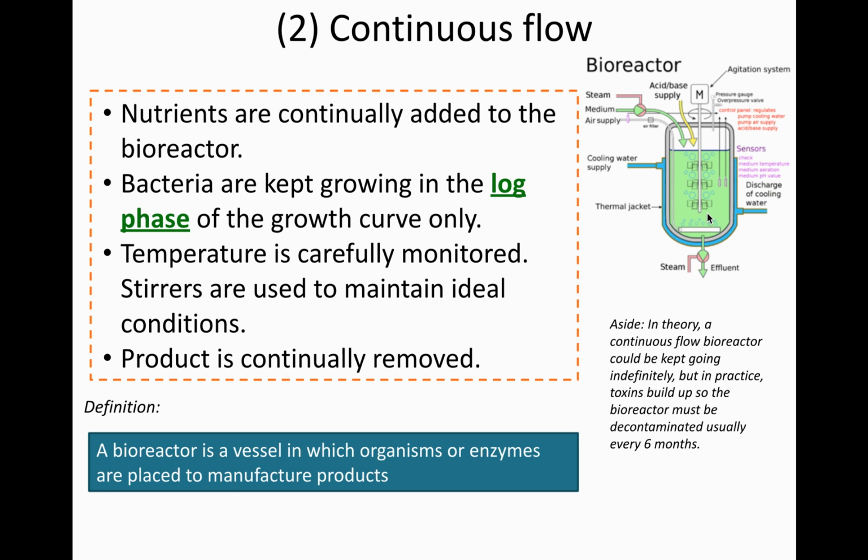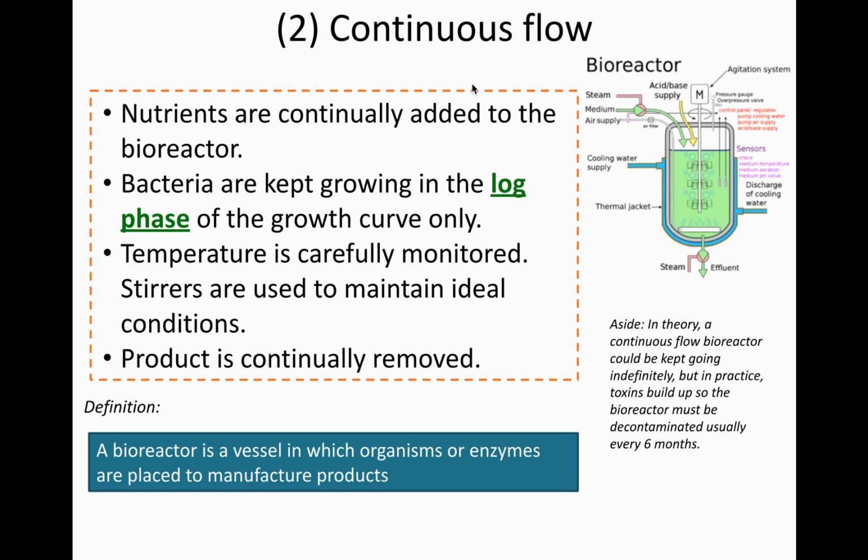So how do you make sure this process continues? What you do is you continually add nutrients. So every day you're adding in nutrients here so that your bacteria have nutrients to survive. Every day as well, you are removing product. So we're removing product here from the bioreactor. So we're trying to drain off some of the penicillin, for example, that we have been producing. So they are the two big differences between the batch flow and the continuous flow.